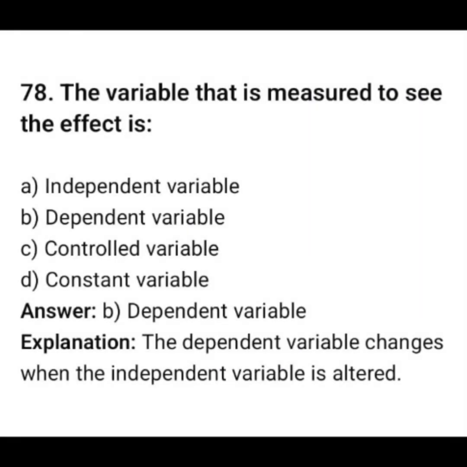The variable that is measured to see the effect is independent variable, dependent variable, controlled variable, constant variable. The correct answer is option B, dependent variable. The dependent variable changes when the independent variable is altered.